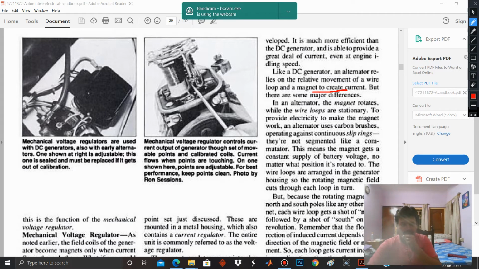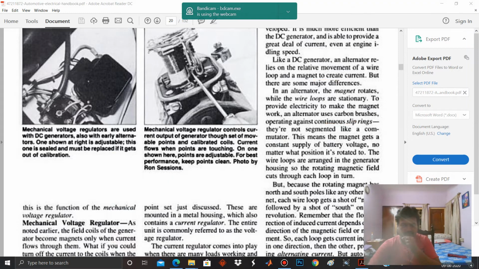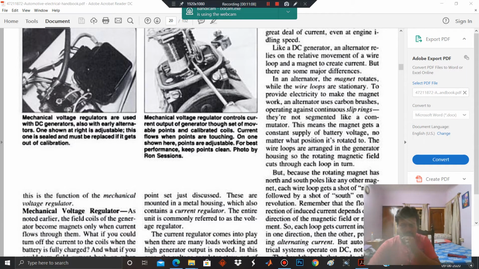To provide electricity to make the magnet work, an alternator uses carbon brushes operating against continuous slip rings, which are not segmented like a commutator. In a DC machine we have already studied the commutator. They are just copper segments separated by mica sheets, and brushes are pressed on those segments so that unidirectional currents can be collected. Here you do not need mica segments; rather you require slip rings. This is the major constructional difference. It means that the magnet gets a constant supply of battery voltage, no matter what position it is rotated to.